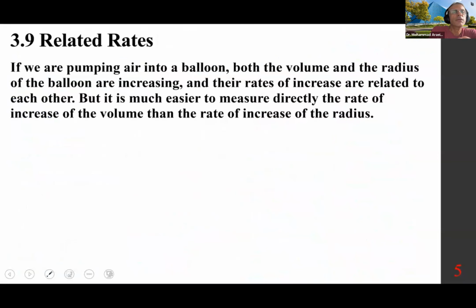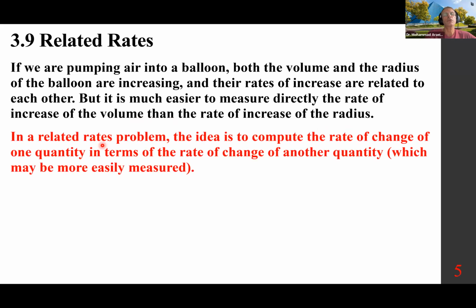3.9, related rates. If we are pumping air into a balloon, both the volume and the radius of the balloon are increasing, and the rates of increase are related to each other. But it is much easier to measure directly the rate of increase of the volume than the rate of increase of the radius. So in a related rates problem, the idea is to compute the rate of change of one quantity in terms of the rate of change of another one, which may be more easily measured.